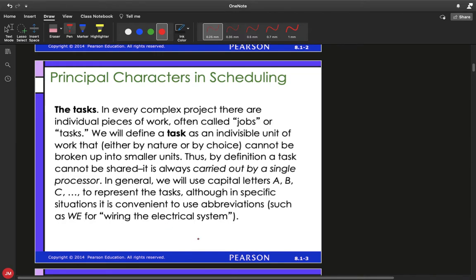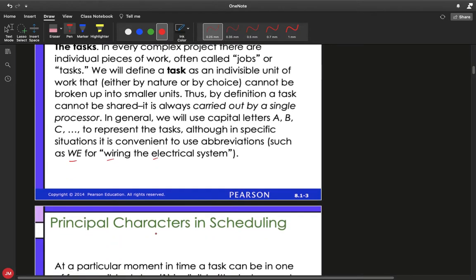We'll usually use abbreviations that are just convenient. We don't have a labeling system like we did for processors, calling it P1, P2, and so on. For example, we might use capital WE for something like wiring the electrical system, where W is for wiring and E for electrical. We just use whatever is convenient.